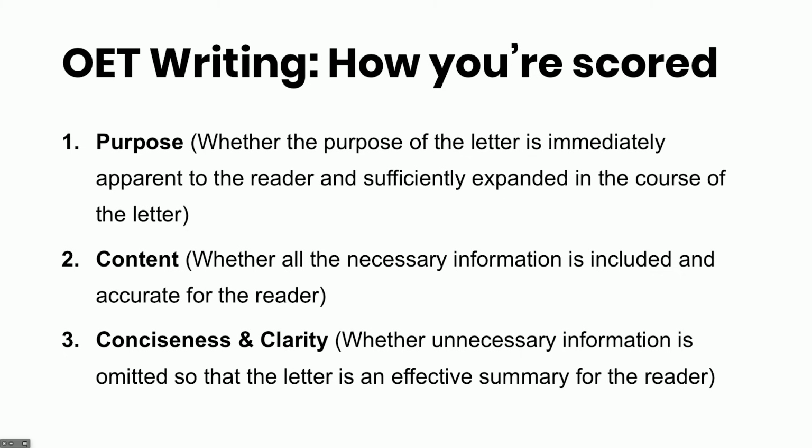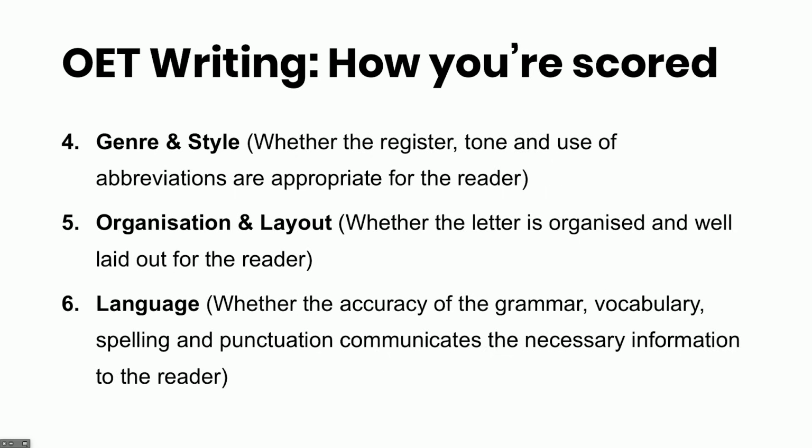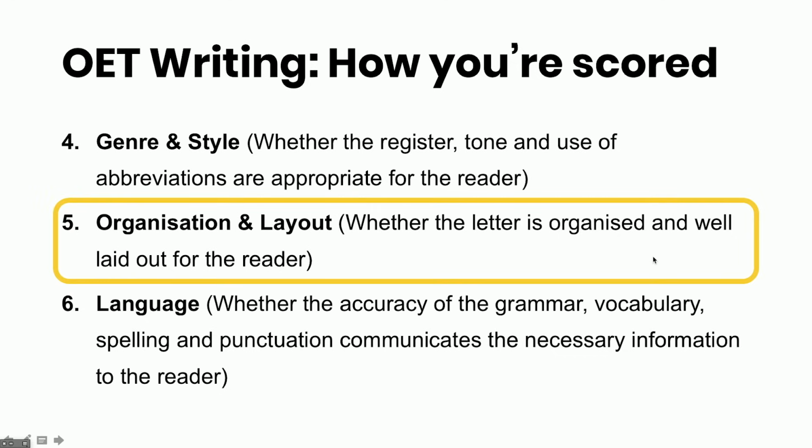You're scored on purpose, content, conciseness and clarity. Feel free to pause this video and read more carefully, or you can watch the other video on the E2 Language platform, which goes into detail about each of these criteria. Genre and style, organization and layout, and language. Now, when we're talking about paragraph structures, we're talking specifically about organization and layout, or in other words, whether the letter is organized and well laid out for the reader.